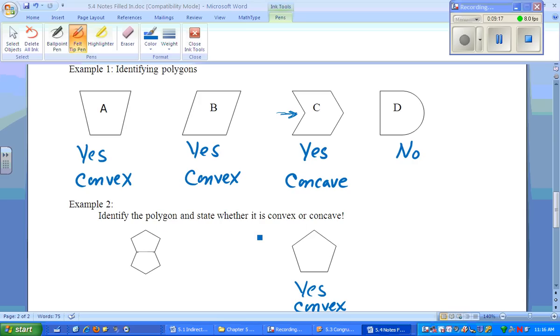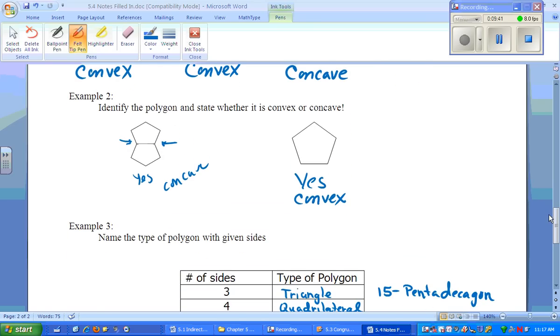An example to identify the polygon and state whether it's convex or concave. Well, yes, you would say it is. But then what do you notice? These pieces are caving in, so it's concave. Okay, this line right here doesn't exist. I don't know what it is, to be honest. And then the last one here, which you should know. How many sides does it have? 1, 2, 3, 4, 5. Do you know the name of a five-sided figure? Yeah. It is a pentagon. So the pentagon is convex because all the sides are out.